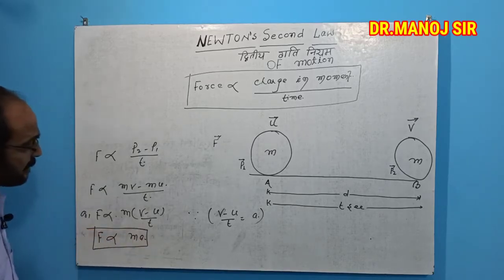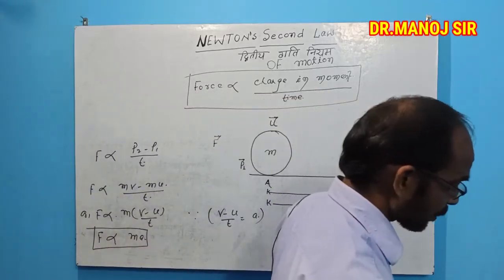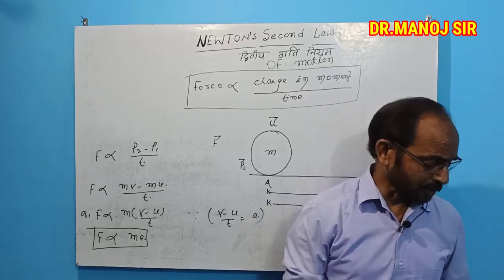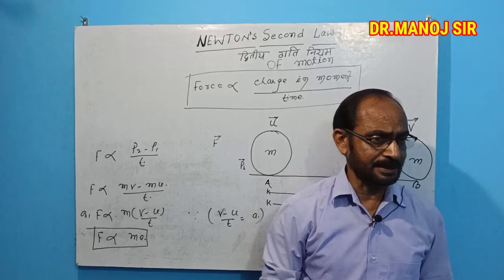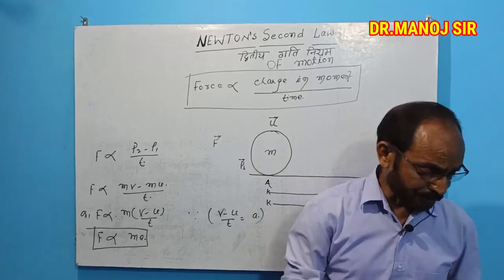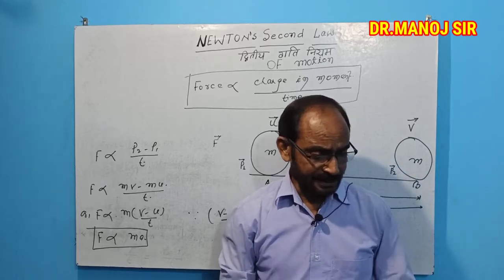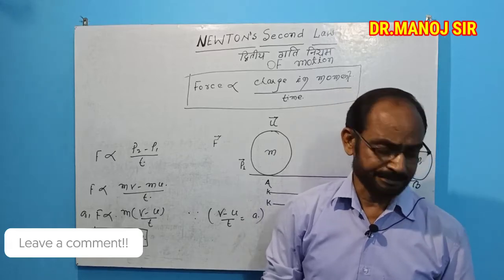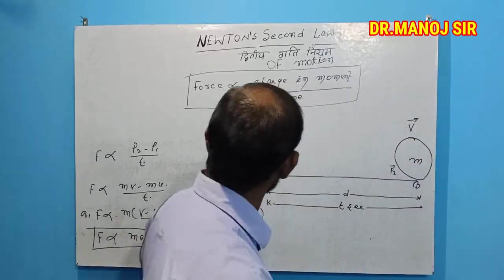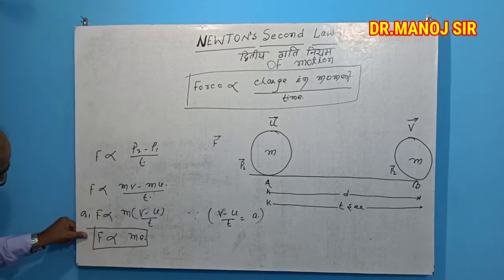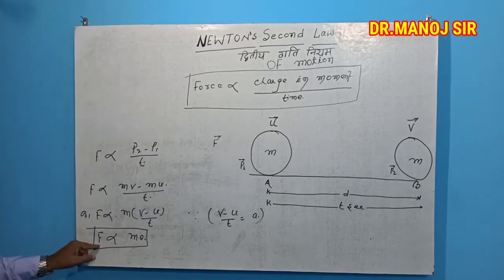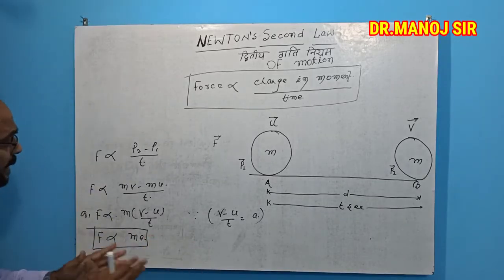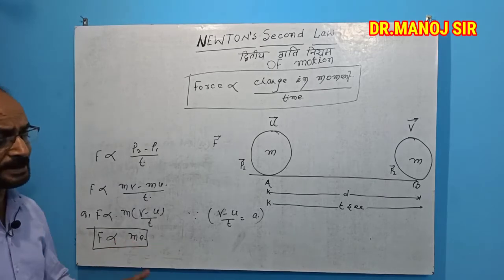This qualifies the second law of motion, which is stated as: the rate of change in momentum of a body is directly proportional to the applied force, and it takes place in the direction in which force acts. Means the magnitude of force is equivalent to the product of mass and the acceleration of a body.